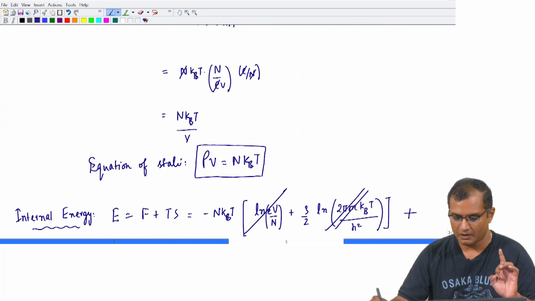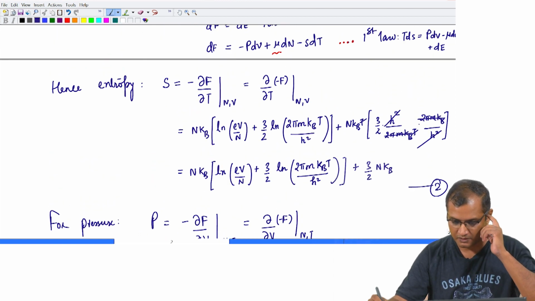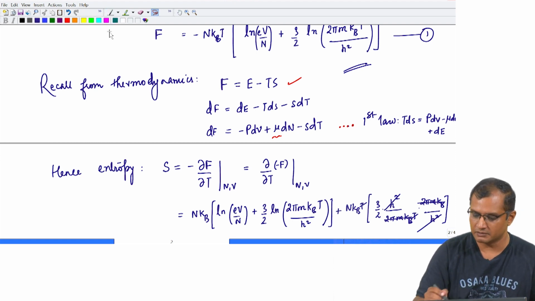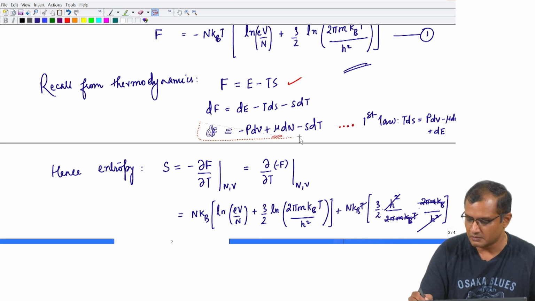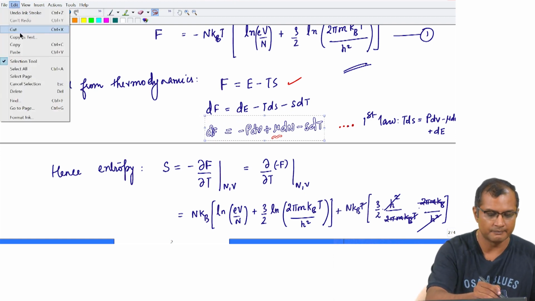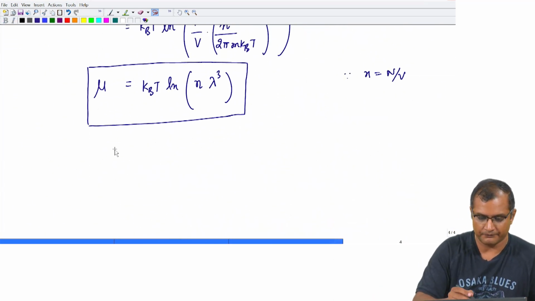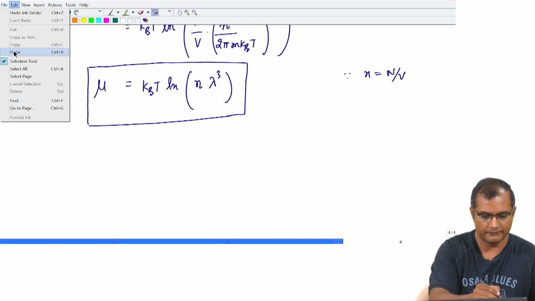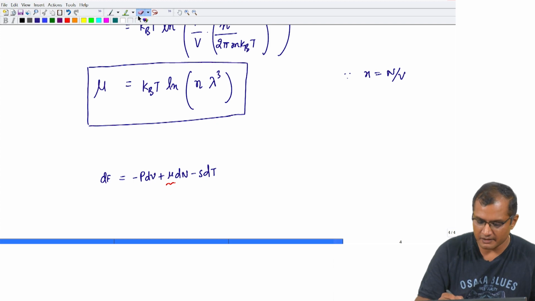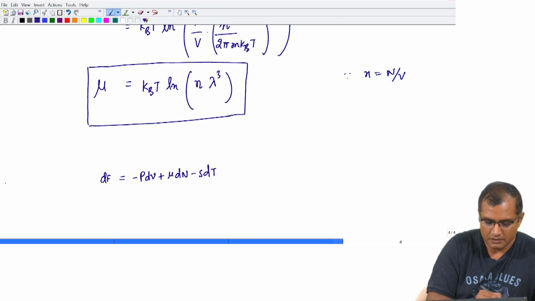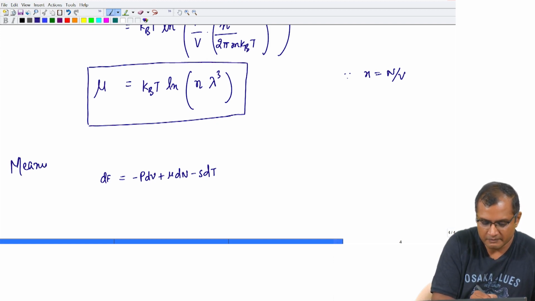Now, let me write down the differential form of the first law and tell you the meaning of it. I am going to copy this, and this is important. So, the entire derivations of the meaning of these thermodynamic derivatives.